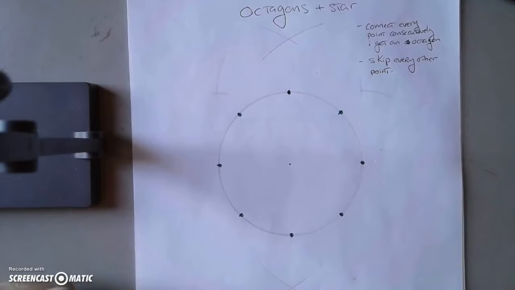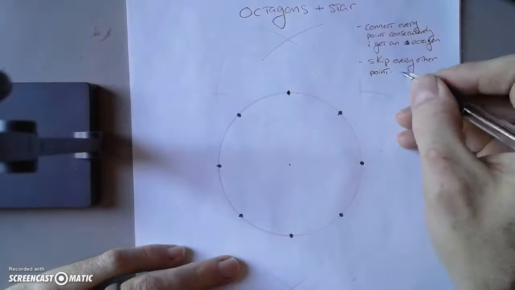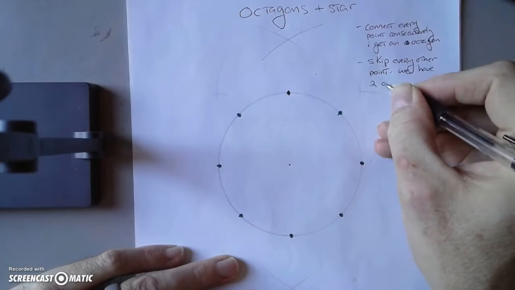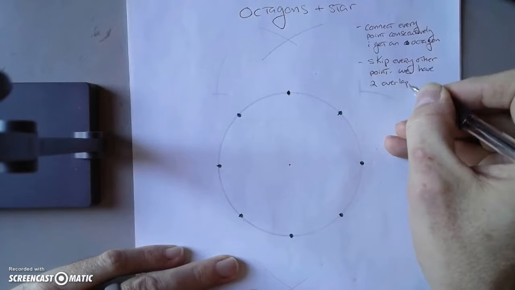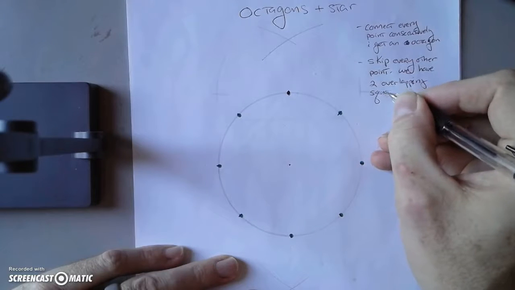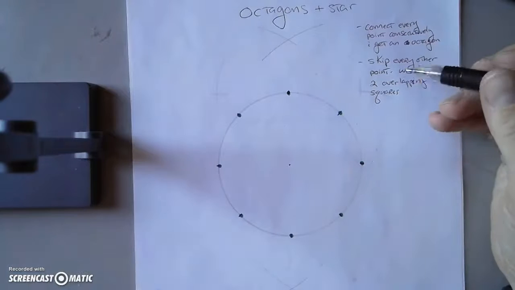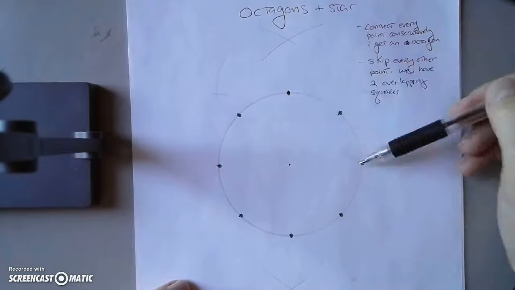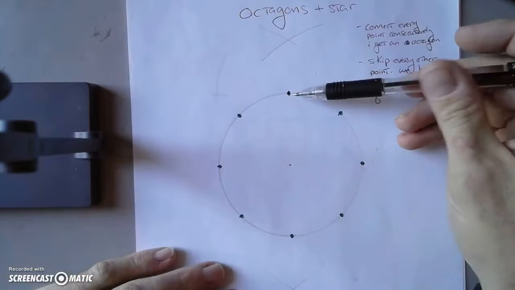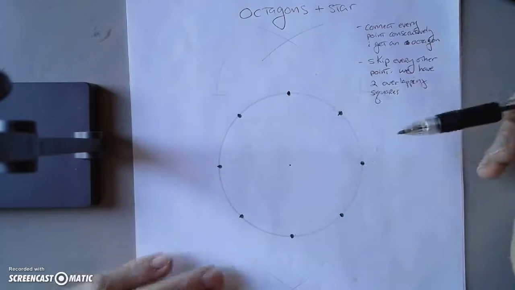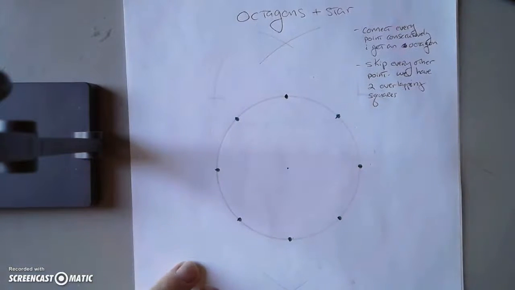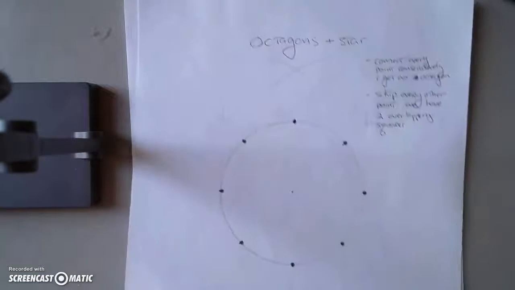Now going back, if you skip every other point, we have 2 overlapping squares, and this is predictable. If you're connecting every second point, well, 2 goes into 8 4 times, so you're going to connect groups of 4 points. There are 2 groups of 4, so that's why we have 2 squares.